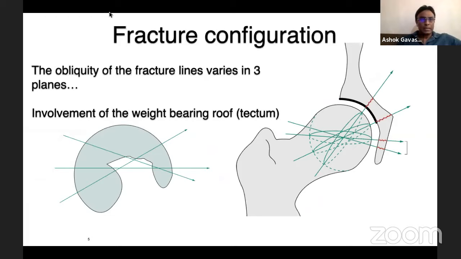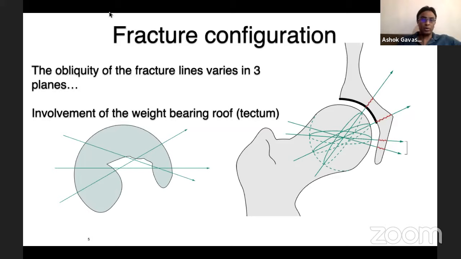Even though the name says transverse, hardly ever is the fracture truly transverse. The obliquity of the fracture line can vary significantly in all three planes, namely anterior to posterior, medial to lateral, and horizontal to vertical. And if you look at the morphological types, most often the infratectal fracture is the one in which the fracture line is truly transverse. But as you go higher into the juxta and the transtectal ones, fracture line obliquity varies significantly, and the transtectal fractures can almost always be sagittal or vertical in orientation.